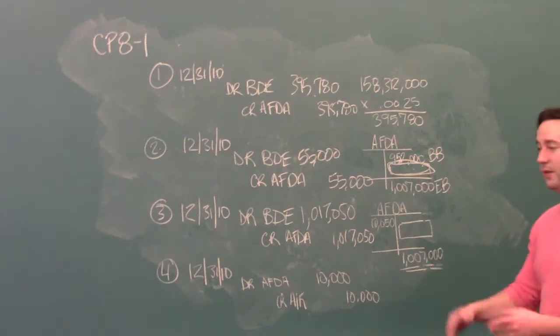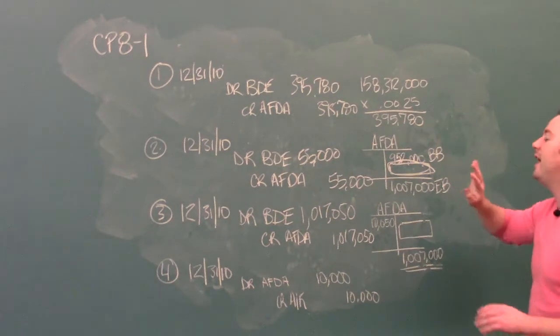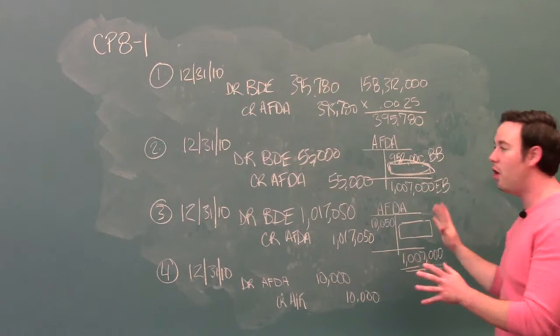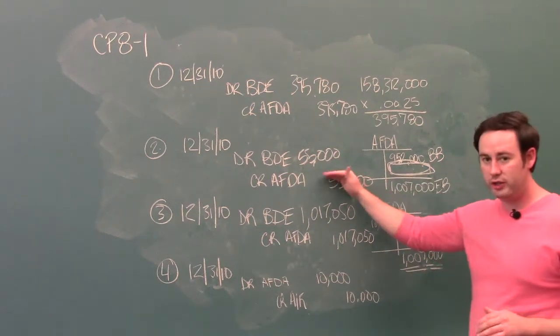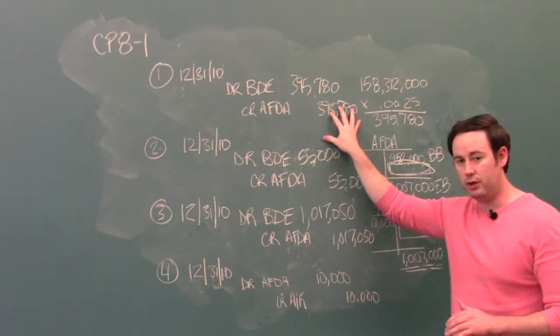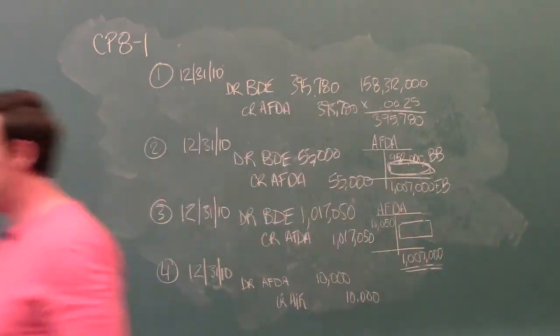Okay? Don't forget the difference between the percentage of credit sales method and the aging method. These methods might show up on your test, but you need to know how to calculate both. You need to know what the journal entry should be here, backed into, versus actually doing the calculation that gives you the journal entry here. Okay? Let me know if you have any questions over CP8-1.